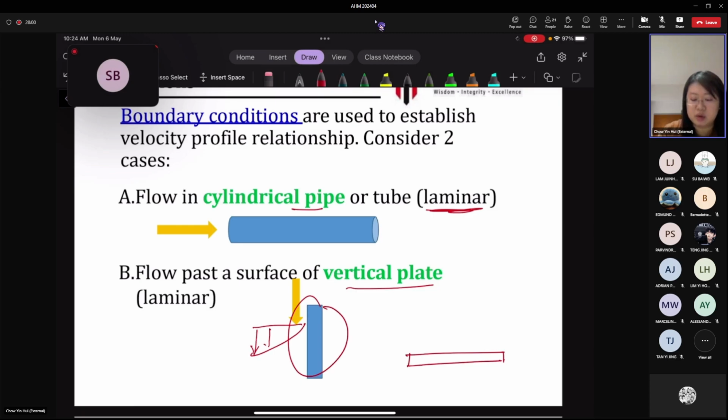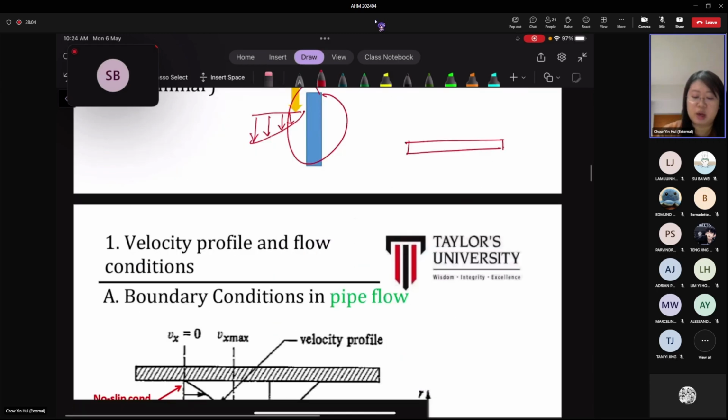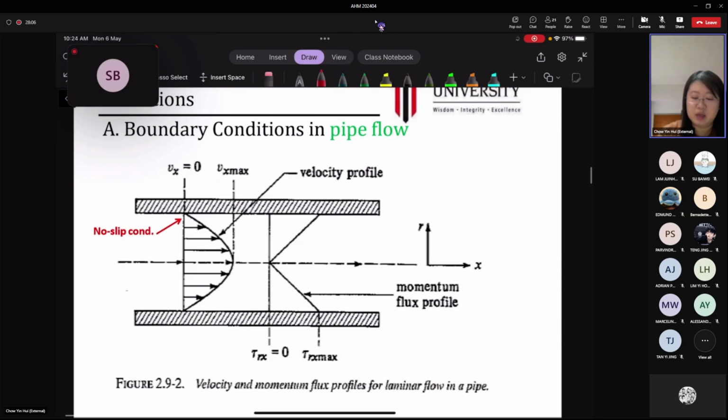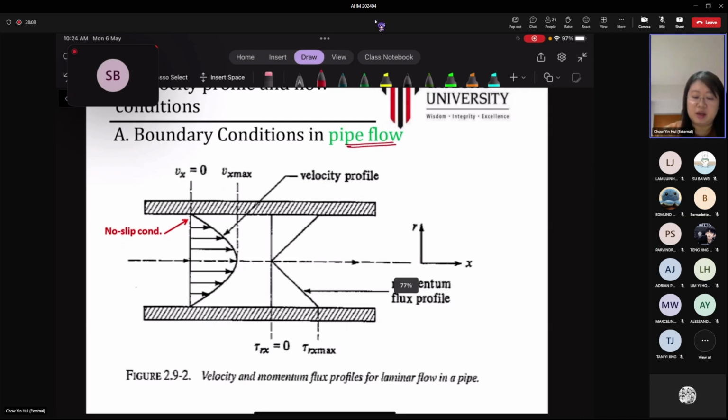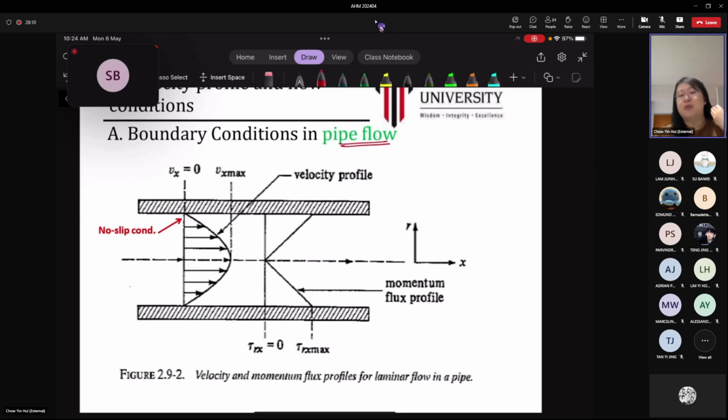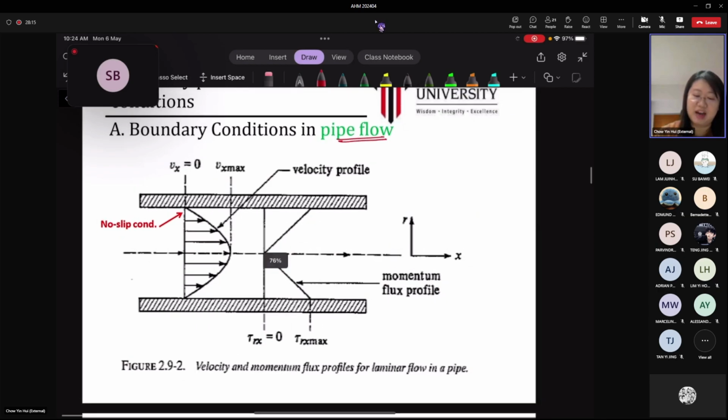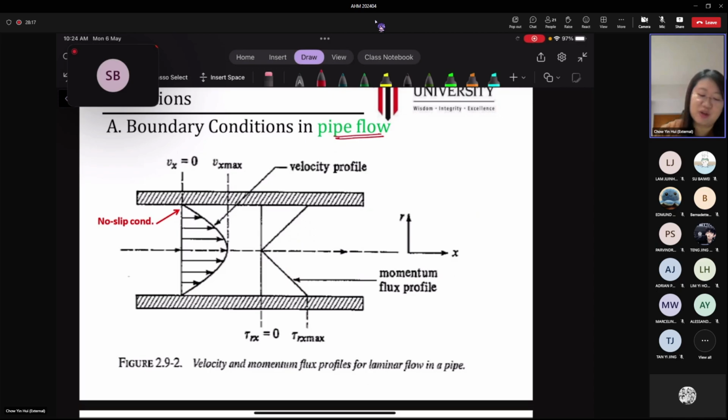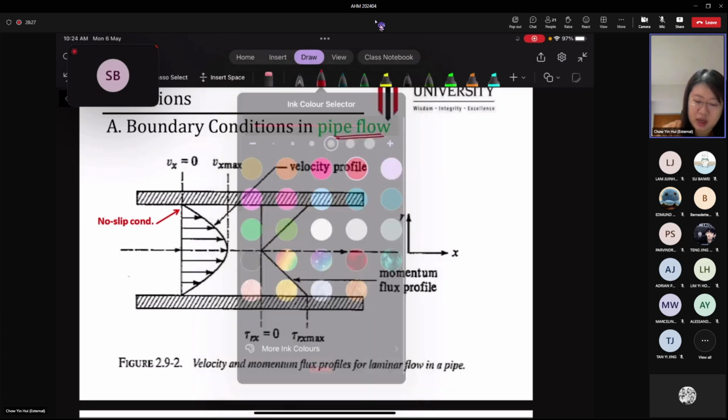It will still look something like this. So we are going to talk about it. First, let's look at the case of pipe flow. There are quite a few slides in this subtopic, but you just need to refer to the summary slide. I'll go through each of them one by one so that you're aware of the things you need to be alert of.